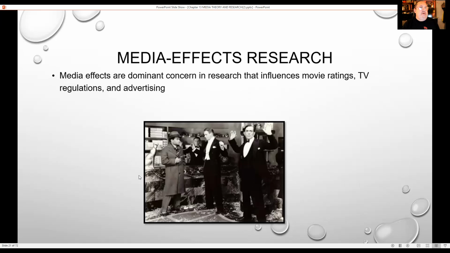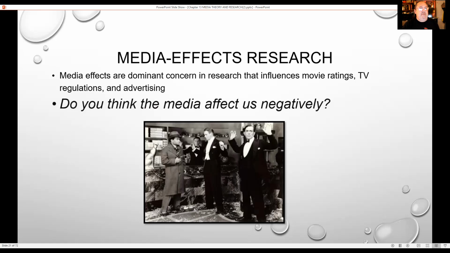So media effects are a dominant concern in research that influence movie ratings, TV regulations, and advertising. They're always doing research to figure out what to show you, what to sell you, and how to regulate it. What's the effect it's having on society? And if we were in class, we would talk about this a little bit. Do you think media affects us negatively?